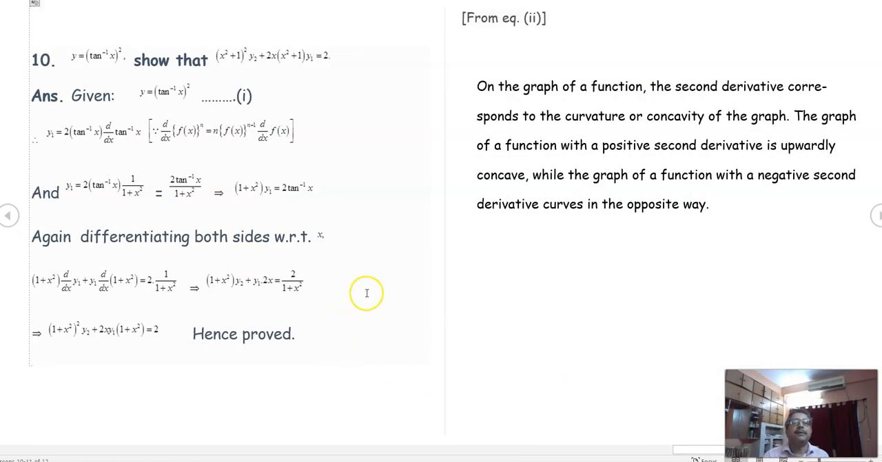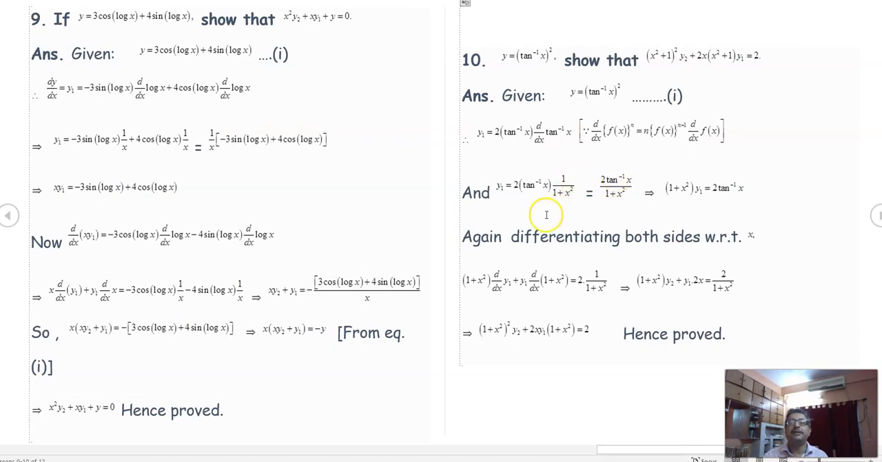Another sum where they have asked you to prove something, that if y equal to tan inverse x whole square is given, you prove. This is a very important question. And you must use the method I told you in the previous sum, where we have replacing or cross multiplying. Replacement property I showed you in one sum, where you have to get the answer in terms of y. And then transferring, I showed you another sum like 3 cos log x plus 4 sin log x.